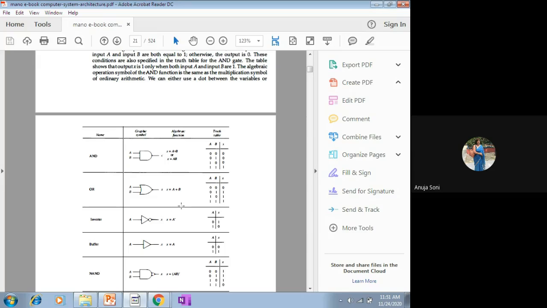Now we come to the OR gate: how the OR gate works, what the behavior of the OR gate is. This is the algebraic function, or the Boolean function, that describes the behavior of the OR gate. This is the graphical symbol, and this is the truth table. This plus operator, the addition operator, though it is not exactly addition, stands for the logical OR operation. Though it is similar to arithmetical addition, its behavior is different in this case.